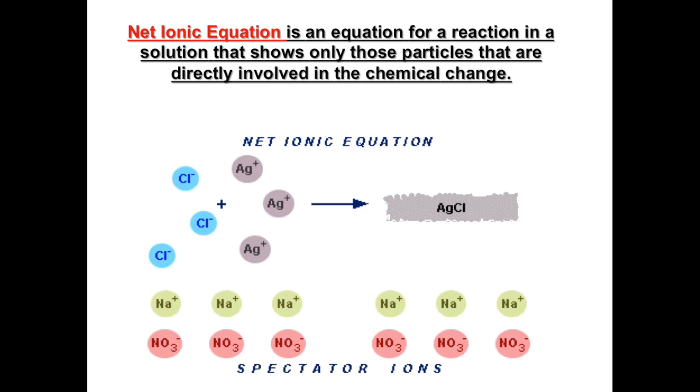Here we can see silver and chlorine on the reactant side, and that yields silver chloride on the product side. At the bottom we can see the spectator ions, in this case sodium and nitrate.